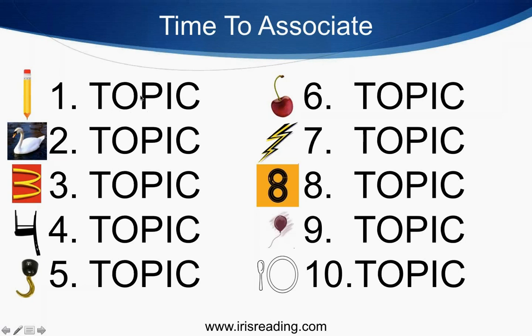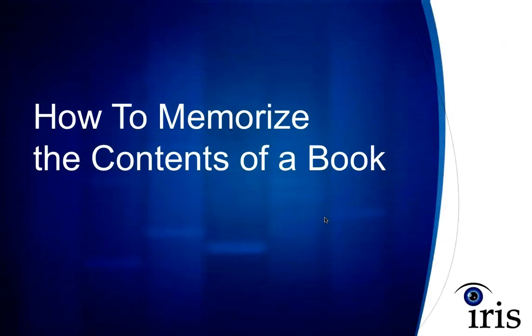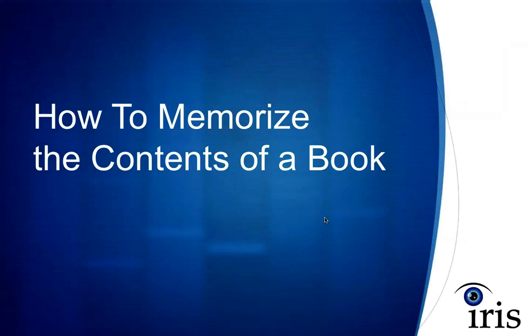So 1, whatever your topic is for 1, that's going to get associated to the pencil. 2 is going to get associated to whatever topic number 2 is. The swan and this topic are going to be visually associated. You'll see what I mean in a few moments. Every single one of these numbers will get associated to their respective topic. And again, later on I'll show you how to go beyond 10. So now let's get to the interesting part, how we're going to apply this technique. And we're going to apply it by memorizing the contents of a book.